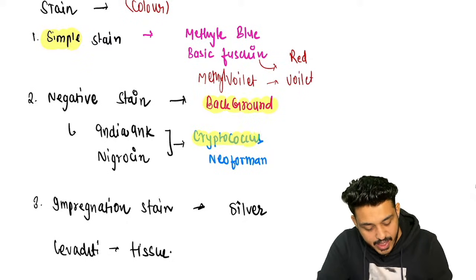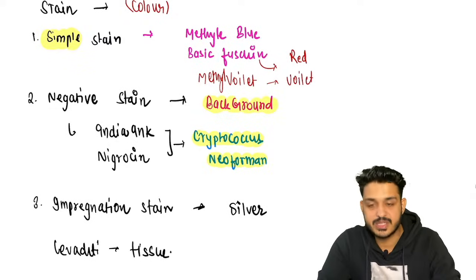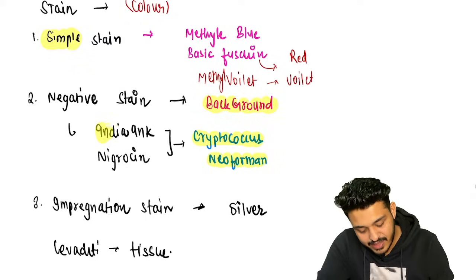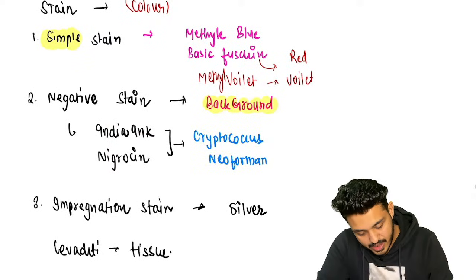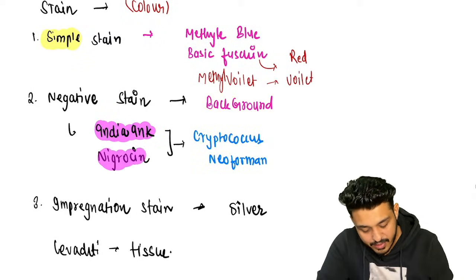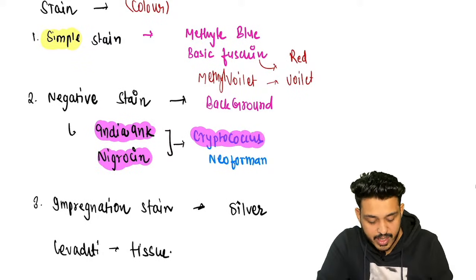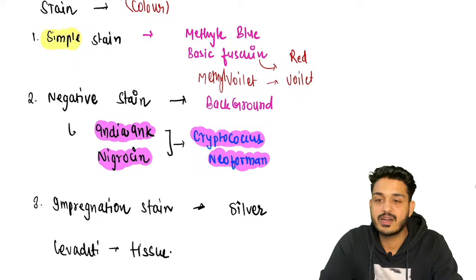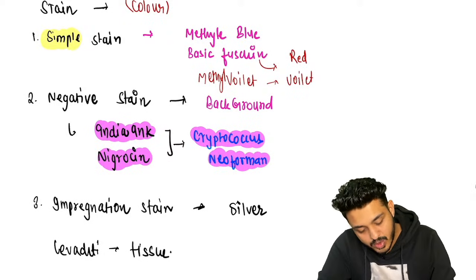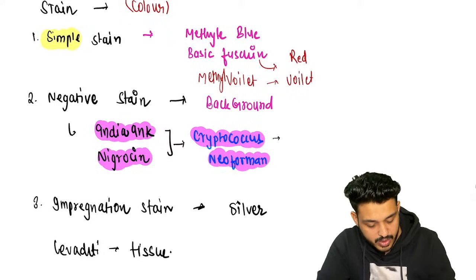Your answer will be Cryptococcus neoformans. And the stain we are using is going to be what? Let me mark the PYQs with a different color. India ink or nigrosin stain we are going to use for what? Cryptococcus neoformans. In fact, this Cryptococcus is the most common cause for what?